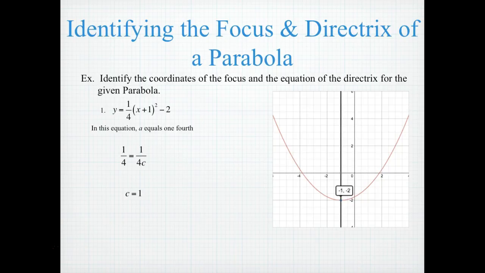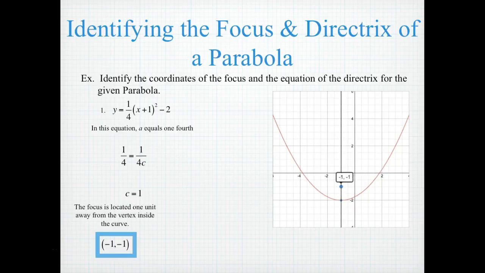So what that tells me is that the focus is going to lie 1 unit above the vertex, since the focus is always tucked just inside the curve. So if I go 1 unit up from the vertex, I'm at the coordinate (-1, -1).